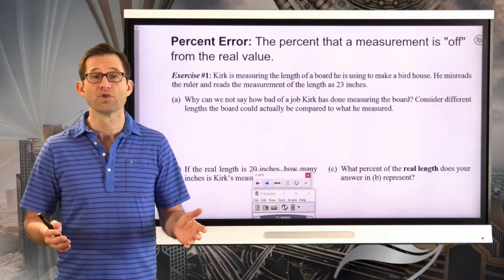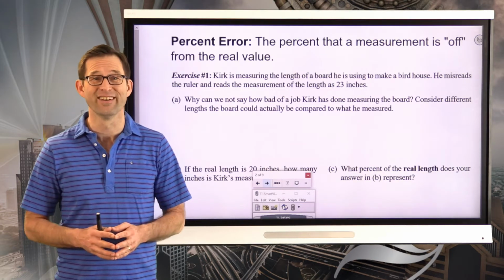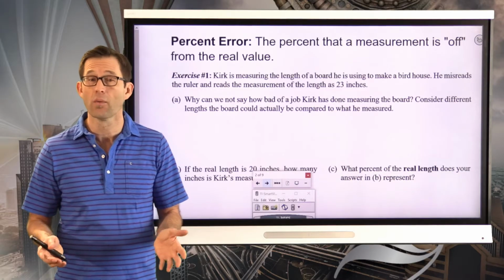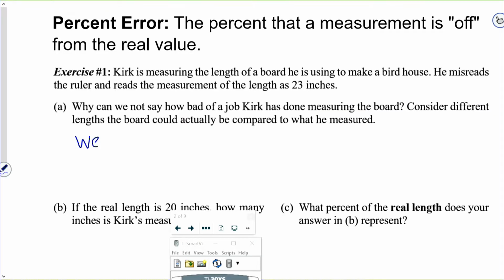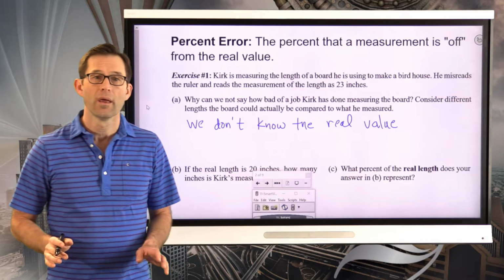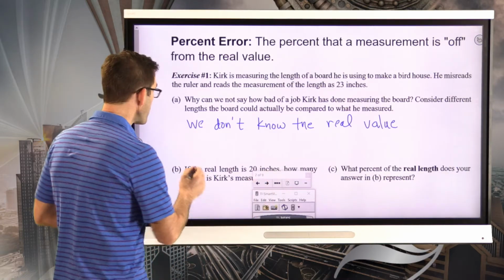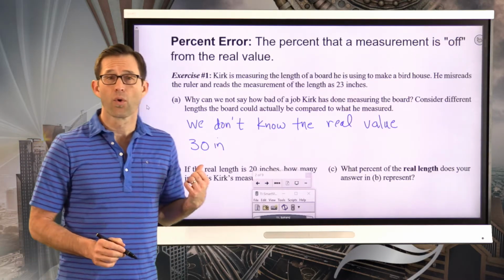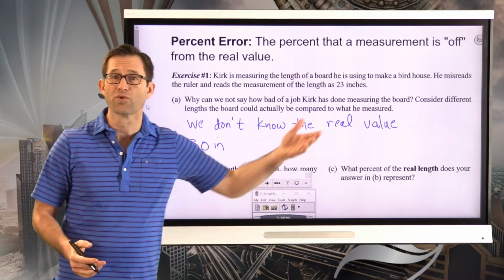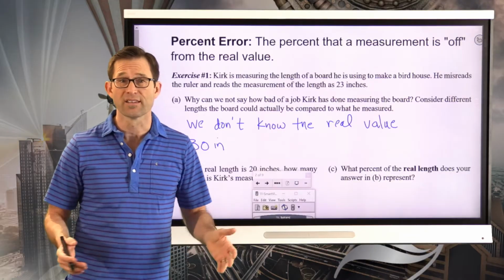Well, we can't say how well or how badly Kirk's done because we don't know what the actual measurement is. That really boils down to it. We don't know the real value. And that's important because if the real value is 30 inches, then of course Kirk has done a pretty poor job if he's reading off 23 inches. That's a 7-inch difference.